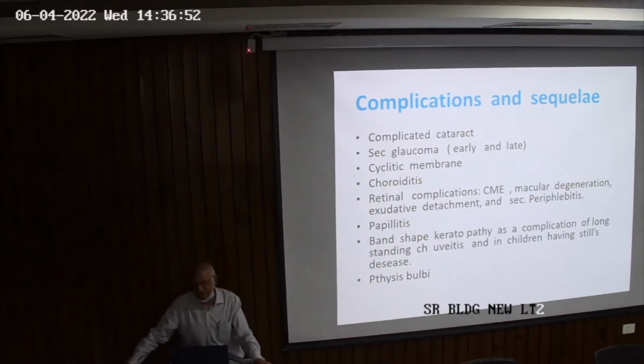Band-shaped keratopathy: the area of calcium deposition in the palpebral part of the cornea. That is all. Then the long-extending chronic uveitis leads to phthisis bulbi. Do you know what phthisis bulbi is? Shrinkage of the eye, a totally atrophic eye, that's what is called phthisis bulbi.